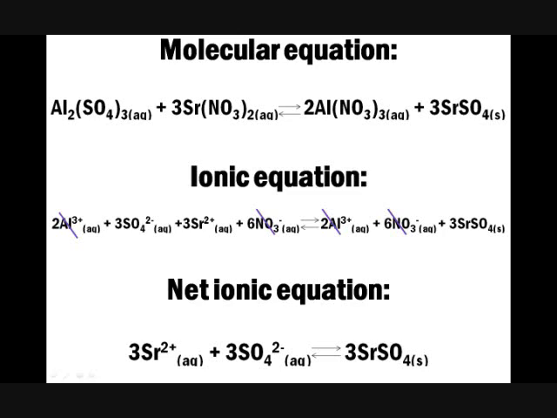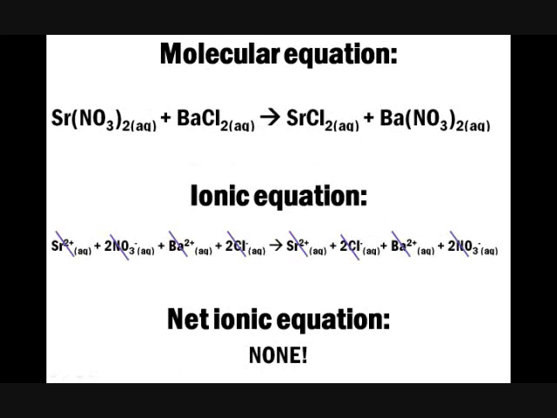Like we mentioned earlier, a molecular equation consists of neutral molecules. In the ionic equation, the compounds are broken down into separate individual ions. The spectator ions are cancelled to form the net ionic equation. This equation involves the ions that are actively involved. And in this reaction, strontium and sulfate are the two actively involved ions that form the precipitate strontium sulfate.